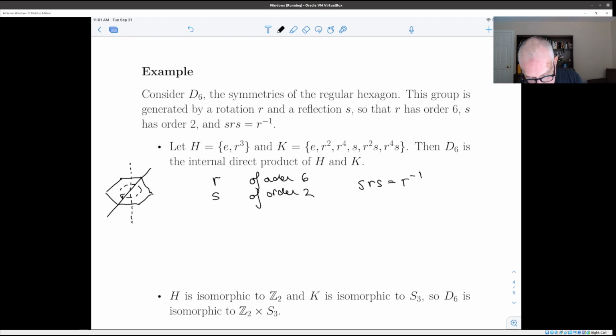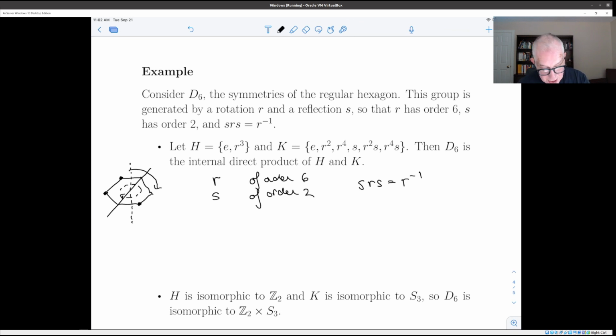And that's because if you reflect the hexagon, so let's say you put this guy over there, and then you rotate to the left one notch. So this vertex here gets reflected to here and then moved by rotation to here, and then you reflect it back.